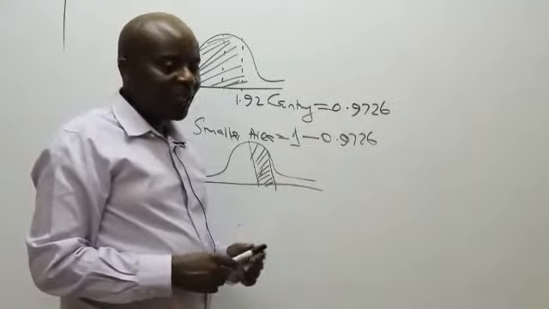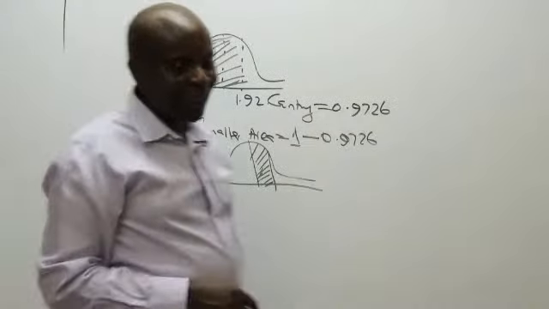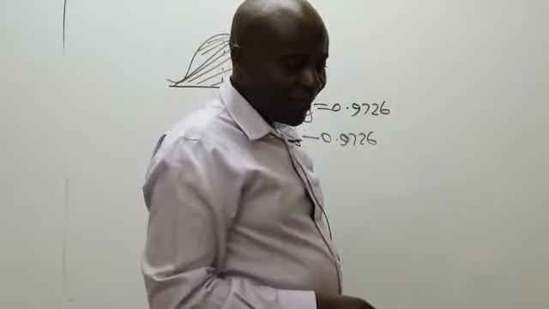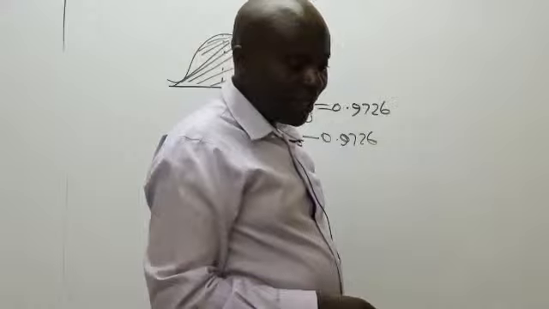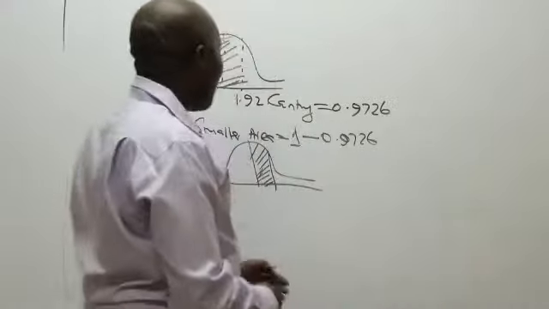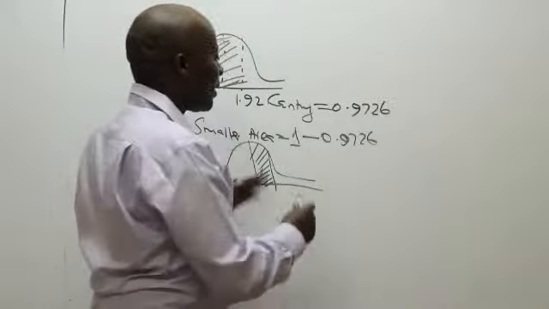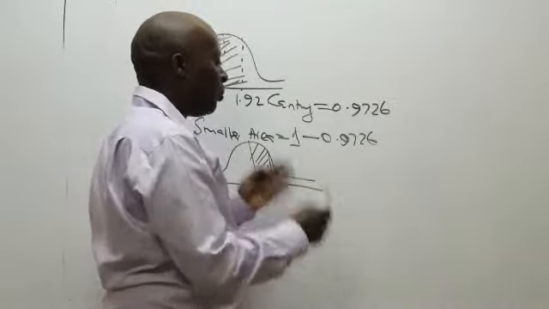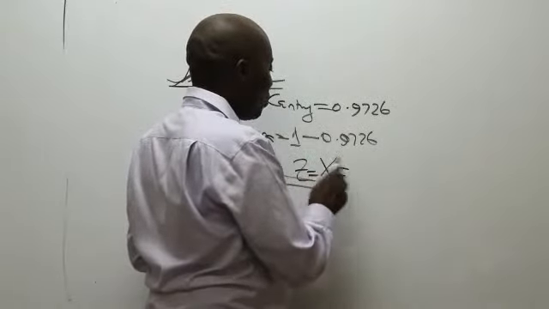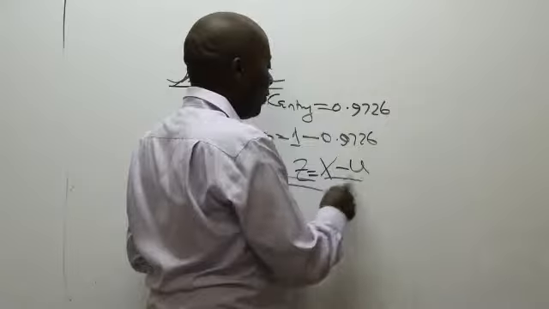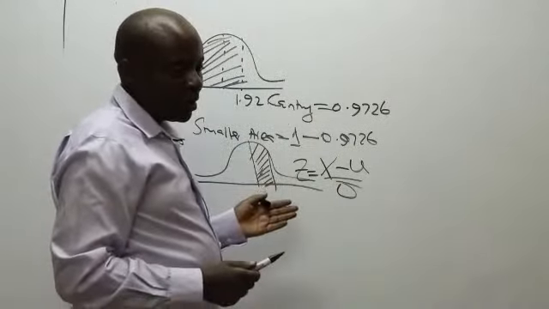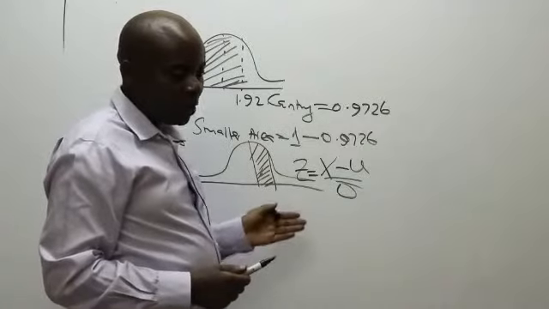And if that is the case, I would want to go to something different. When do we use X bar, and when do you use mu? Ladies and gentlemen, remember, this one is the normal probability computation. For the normal probability computation, we normally talk of Z being equal to X minus mu divided by the standard deviation.